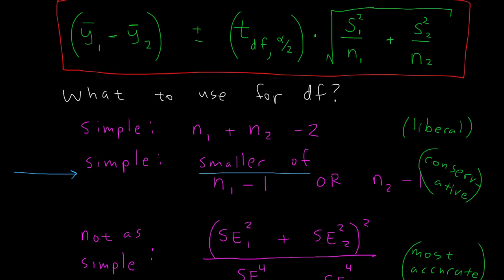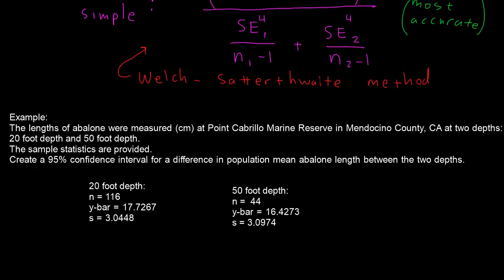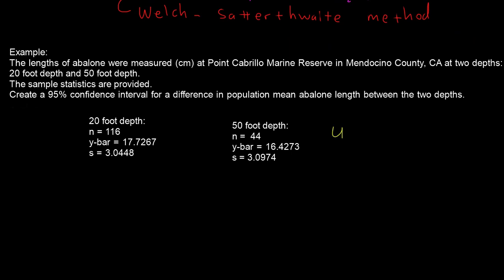So the degrees of freedom that we're going to use for this confidence interval, I actually calculated the not so simple approach, the Welch-Satterthwaite method. 76 was the degrees of freedom, so I'm going to write that down. Let's use degrees of freedom 76, and I'm going to indicate that was from the intense Welch-Satterthwaite method above.